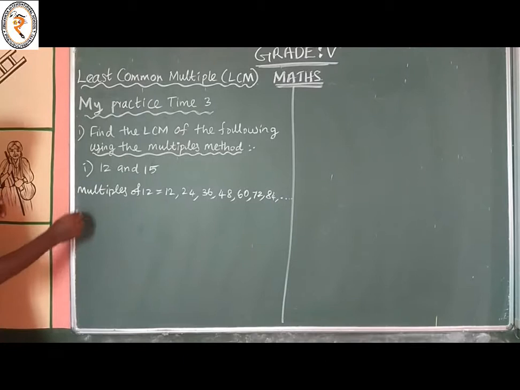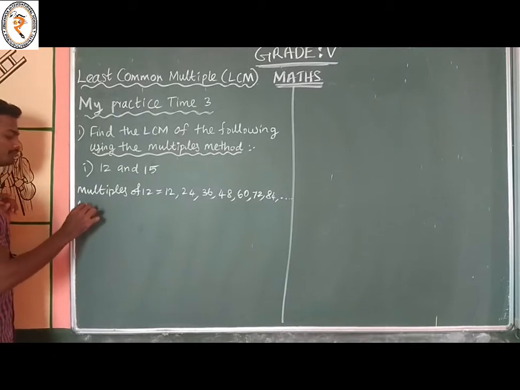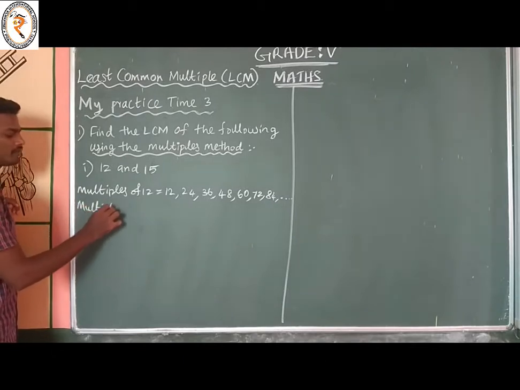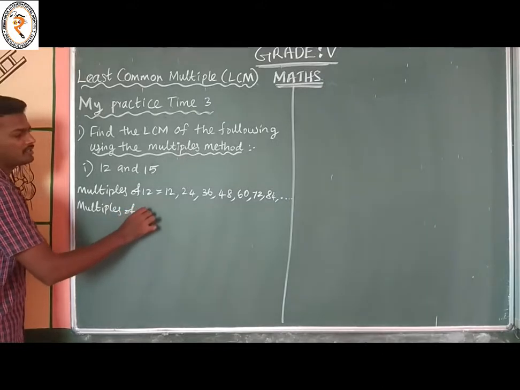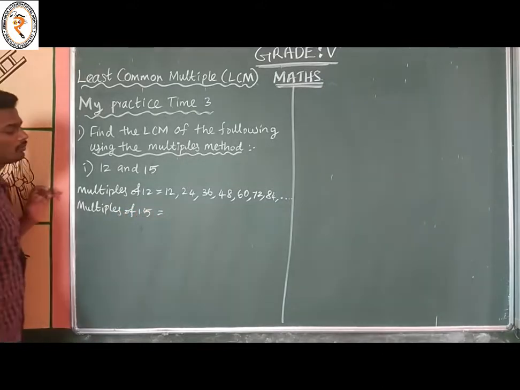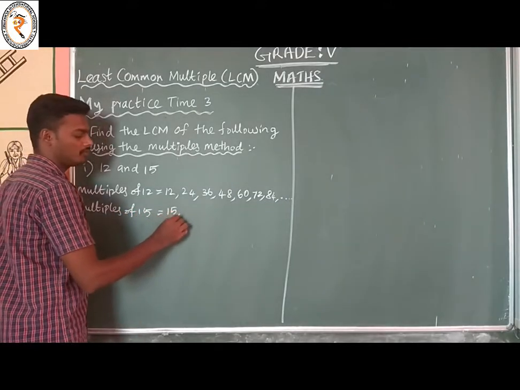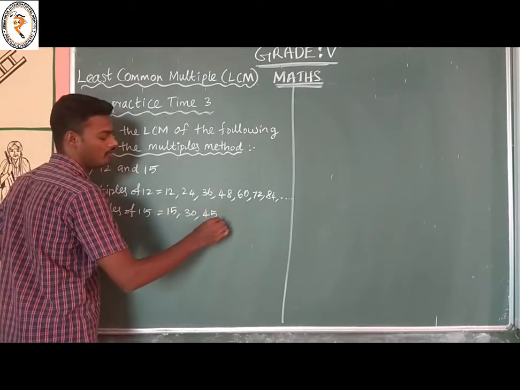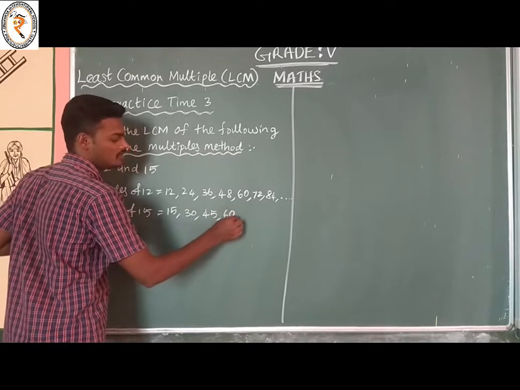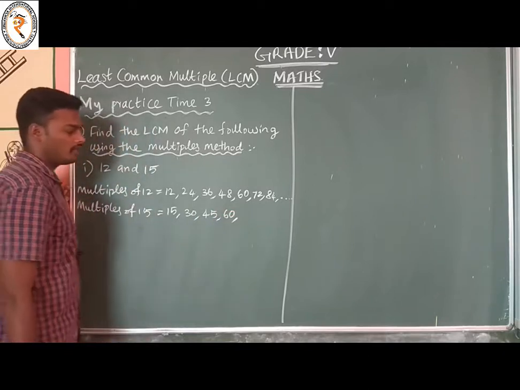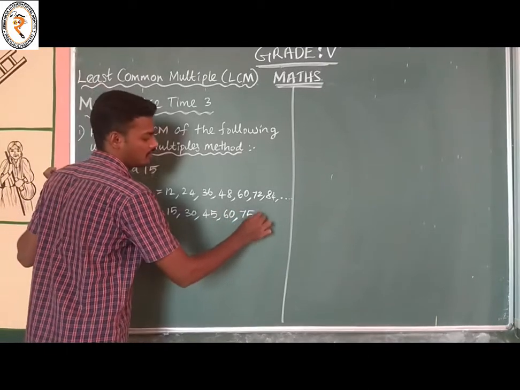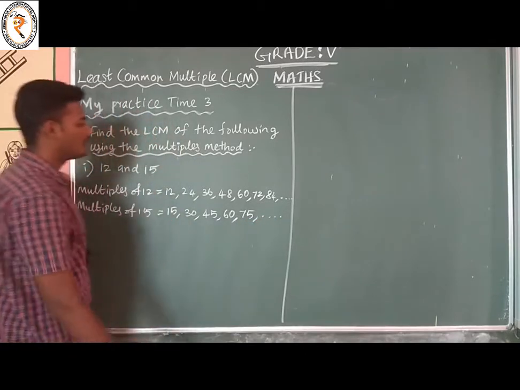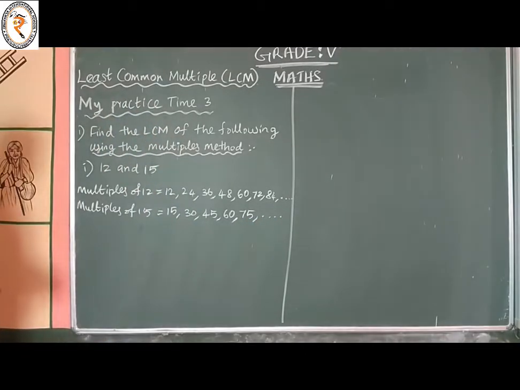Next one, multiples of 15: 1 15 is 15, 2 15s are 30, 3 15s are 45, 4 15s are 60, 5 15s are 75, and so on. The least common multiple of 12 and 15 is 60.